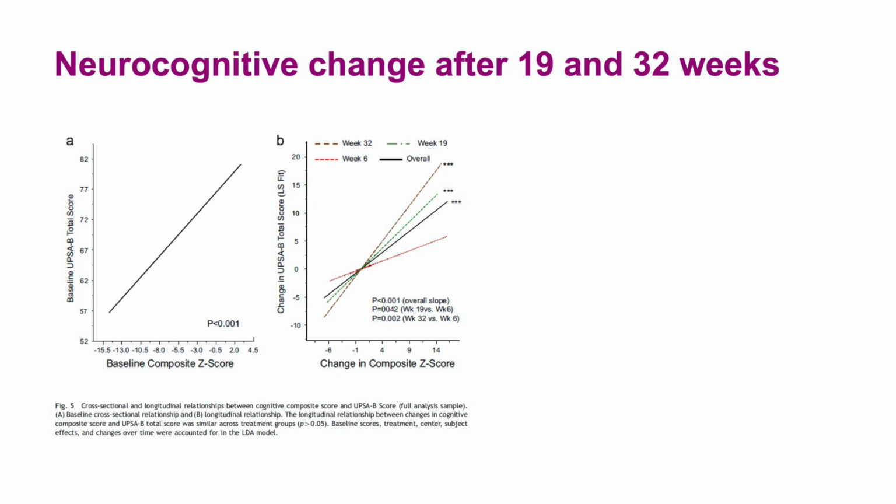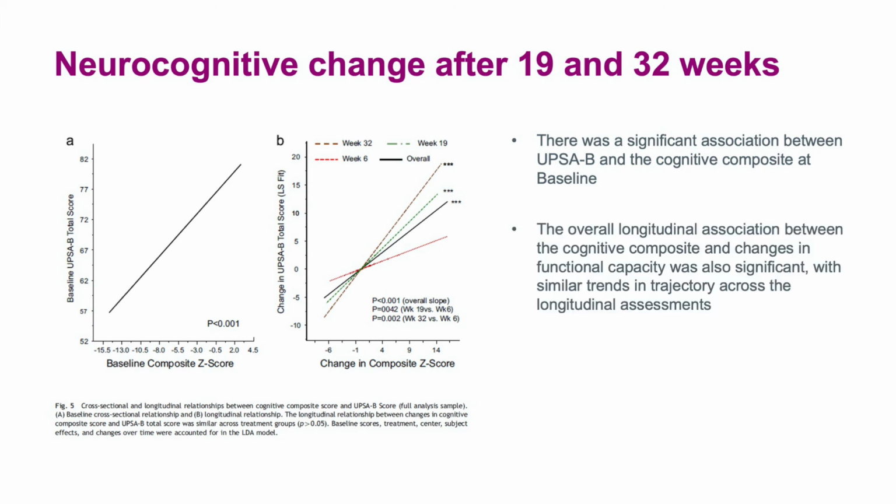Now, the study team also went a step further and in the extension phase had a look at the impact and relationship between cognition and also functional capacity. So we can see in the plot on the left that there was a significant association between functional capacity as measured by the UPSA-B and the cognitive composite at the baseline assessment. So the second plot on the right looks at the overall longitudinal association between cognitive change and change in performance on the cognitive test battery and changes in functional capacity. We can see that these relationships were also significant and that they were also similar in terms of their trend and direction. So what this suggests is that as performance on the computerized cognitive test battery is improving, as too is functional capacity on the UPSA-B.